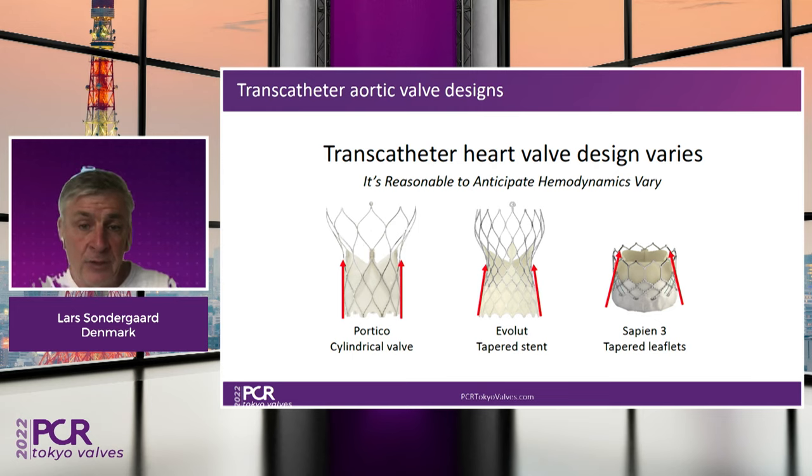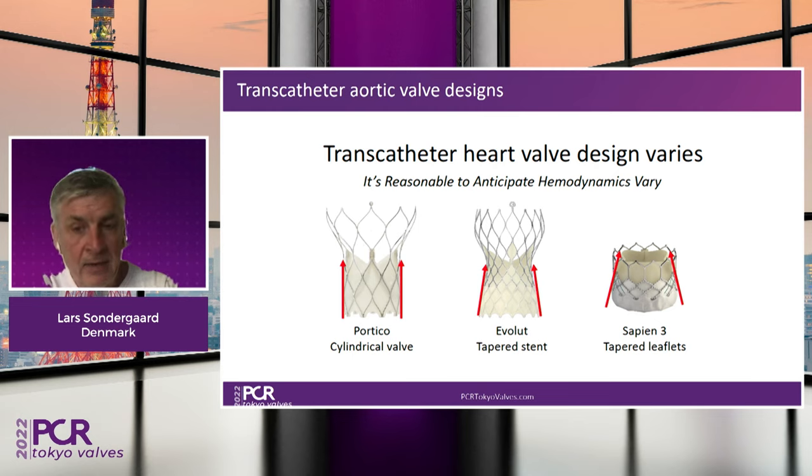And then you can ask yourself, why is that? And I think it's partly coming down to the valve design. So the Portico, now the Navitor valve, the inflow part of the stent frame is cylindrical, meaning that the leaflet can open fully up, so you have maximum outflow. Whereas for the Evolut platform, despite it being a supra-annular position, you see the stent frame is tapered, meaning that the leaflet cannot open fully up. They're going to be restricted by the stent frame, so you have less opening area.